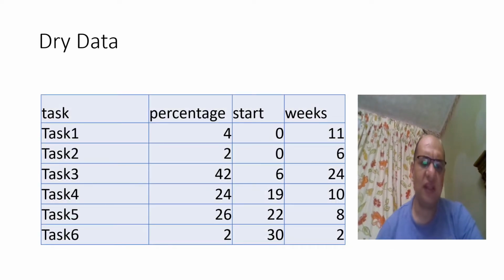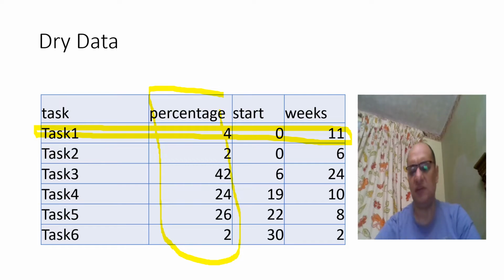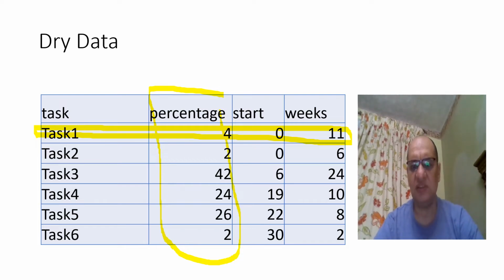This is a table of tasks for this project. We have 6 tasks, and for each task we need to say when it will start and how many weeks it will last. We also have a first column, which contains information about how important this task is. For example, task 1 has 4% importance with respect to the whole project, starts at week 0, and lasts 11 weeks.